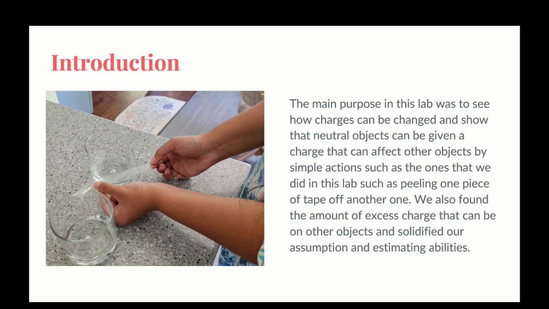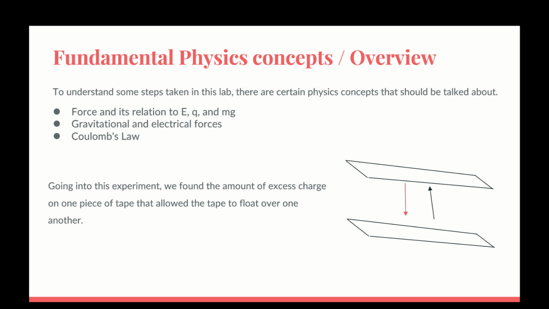We also found the amount of excess charge that can be on other objects and solidified our assumption and estimating abilities through this lab. Some fundamental physics concepts we had to understand in order to progress in this lab were force and its relation to electric field, charge, mg, and even distance. By using these gravitational and electrical forces, we were able to correlate them to each other and eventually solve for Q, which was vital in understanding if there was excess or deficient charge and how much on a piece of tape.